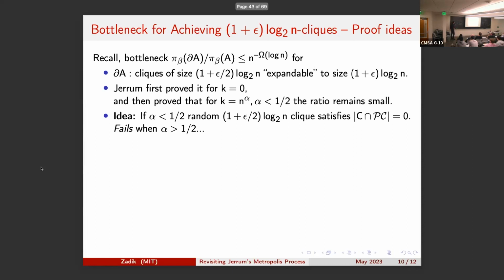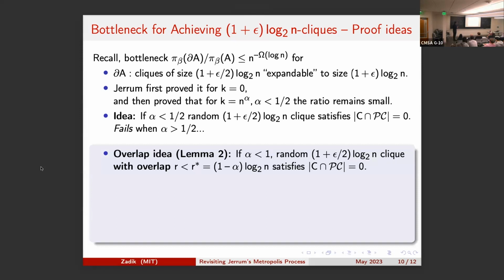And then the idea is that this actually fails above root n. If you choose at random a (1+ε)/2 log n clique, it falls inside the planted clique if you are above root n. So the probability of being expandable itself is constant, because you are inside the planted clique. So this argument fails. But we remedied this. We found a way to use it and actually make a proof all the way to 1.